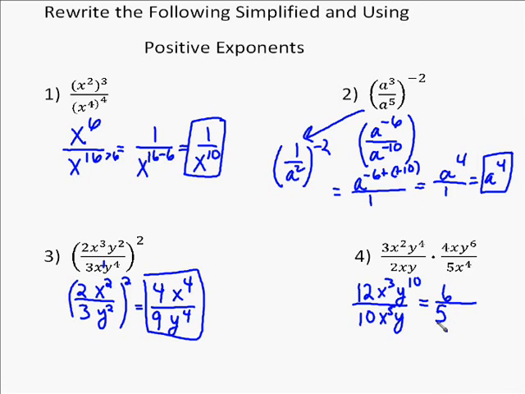Simplify 12 over 10 to 6 over 5. We subtract. The 5's bigger, so the x's get subtracted in the denominator. 5 minus 3 is 2, so you end up with x squared in the denominator. And then on the top, you end up with y, 10 minus 1, which is 9, so y to the 9th. So your answer is 6y to the 9th over 5x squared.